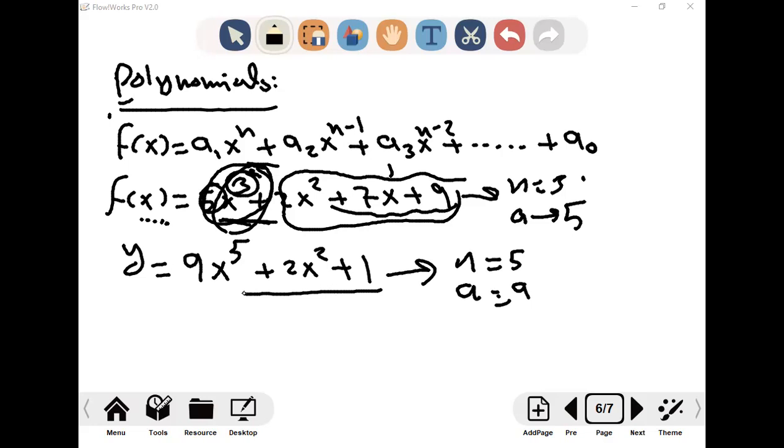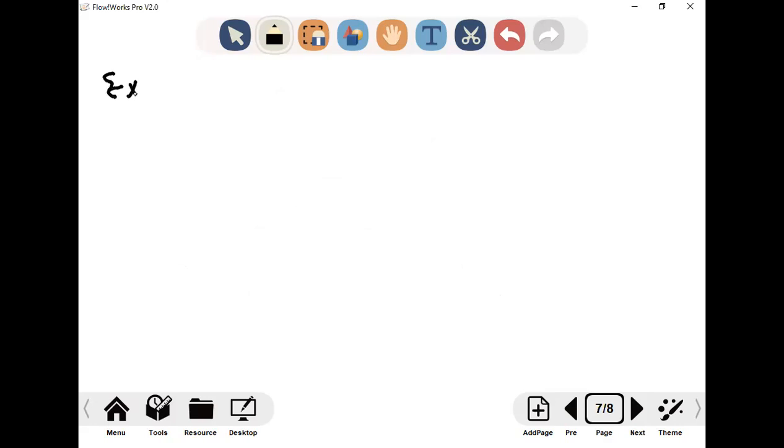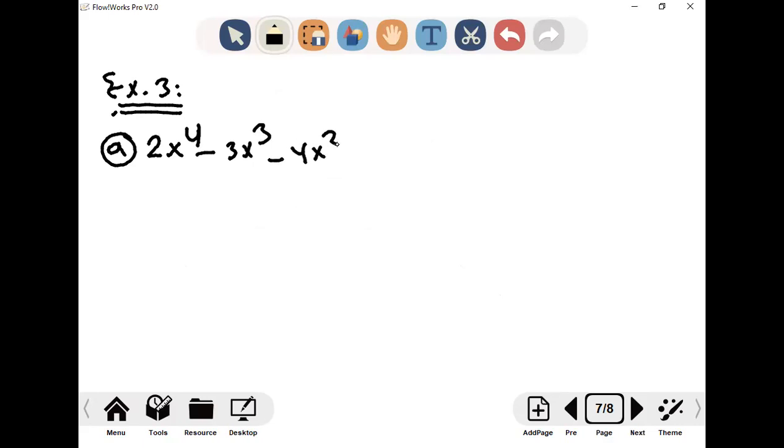But let's talk about example 3 just before the time finishes for the online. Example 3. Degrees and leading coefficients. State the degree and leading coefficient of each polynomial in one variable. If it's not a polynomial in one variable, explain why. Part A: 2x power 4 minus 3x power 3 minus 4x power 2 minus 5x plus 6a.